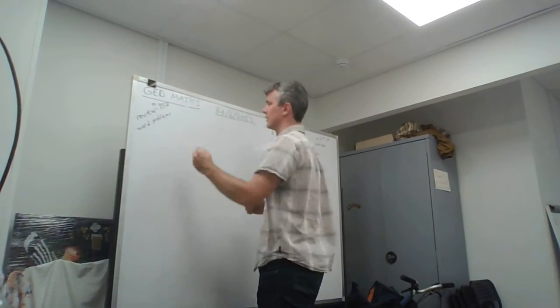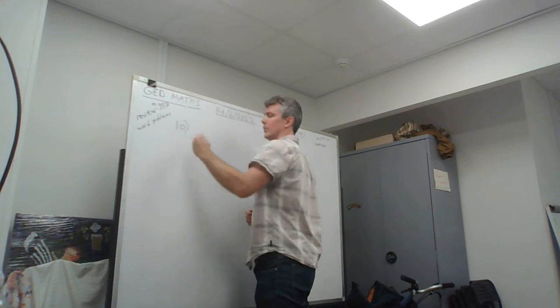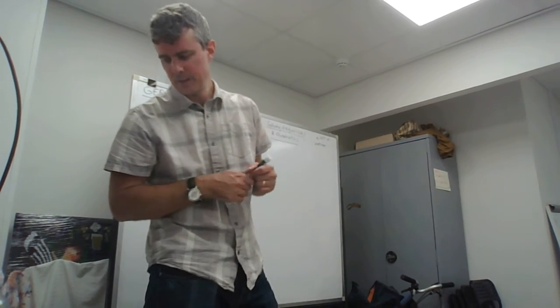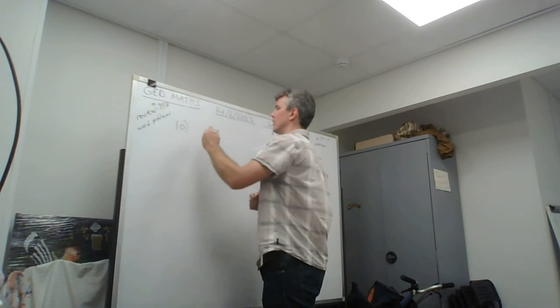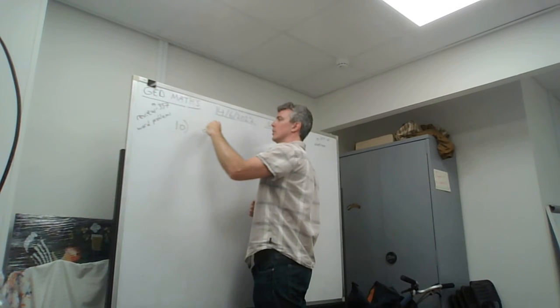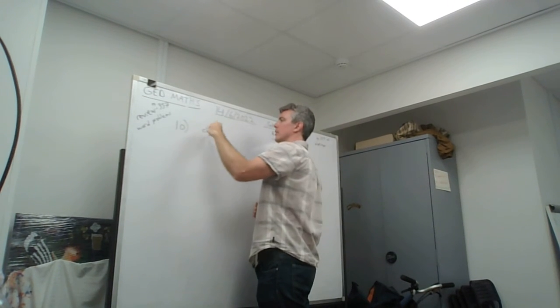We'll do number 10. Number 10 says 2 adults and 4 children paid $48 to get into the theater. A child's ticket is $6 less than an adult's ticket. What is the cost of an adult's ticket? So we have child's ticket and adult's tickets, right? So we'll do x and x minus 6, child and adult.